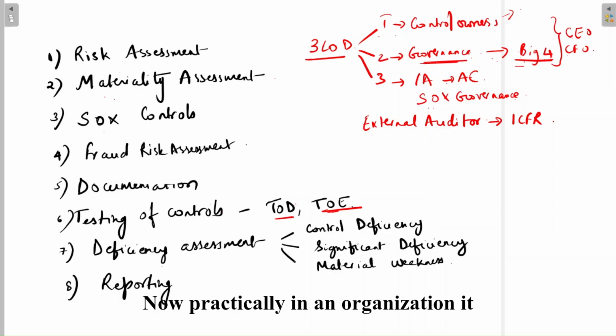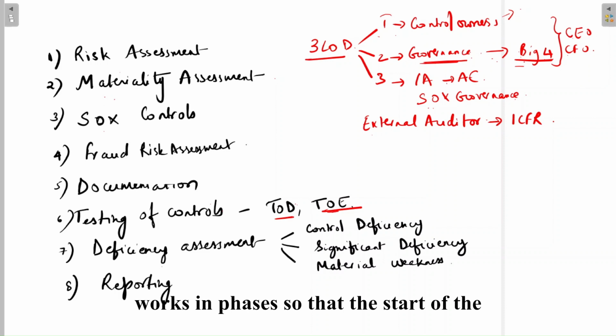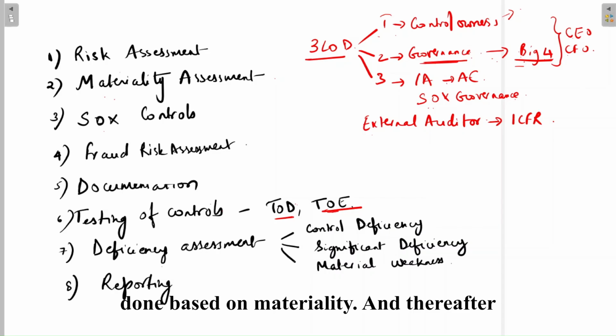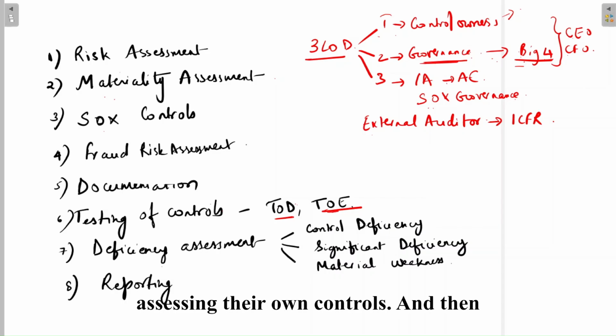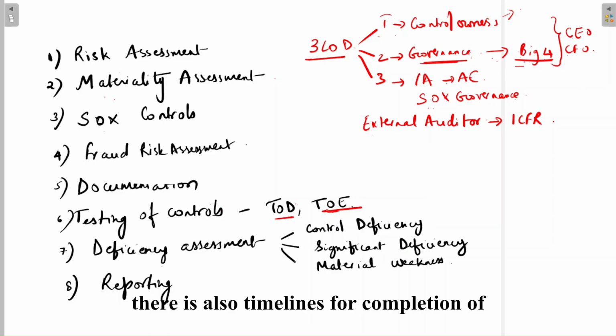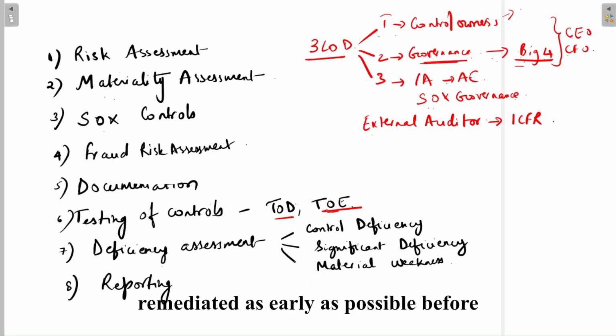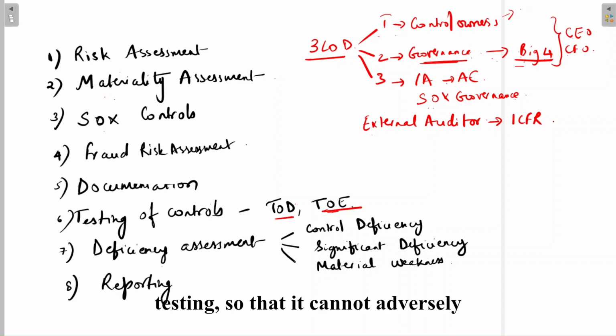Now, practically in an organization, it works in phases. So that at the start of the year, a SOX scoping is done, which is done based on materiality. And thereafter, timelines are defined for completion of management's self-assessment, which is done by the first line, wherein the control owners are certifying and assessing their own controls. And then there's also timelines for completion of SOX testing. So the testing happens in 2 phases, and the idea is so that if there are any gaps identified during the first phase, then they will be remediated as early as possible before the end of the year, or at least by the completion of the second phase of testing, so that it cannot adversely impact the overall opinion in the SOX report.